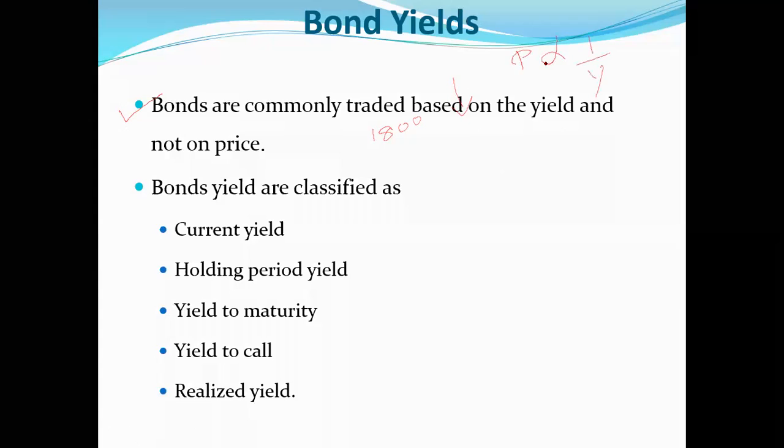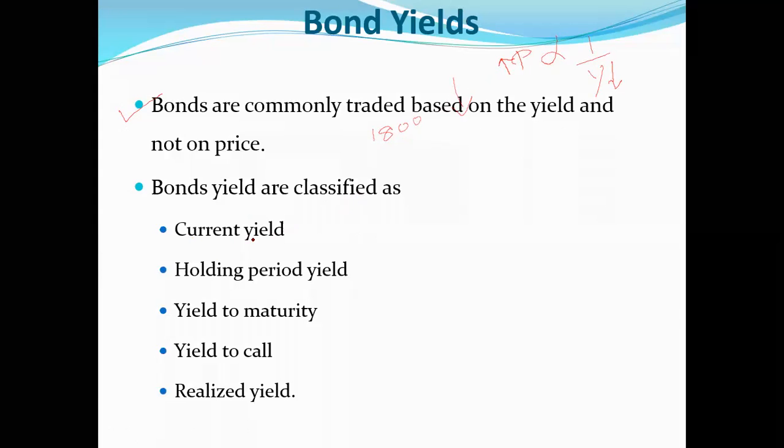So if the price is going up, if the price is above 1,000 rupees, which is the par value of the bond, in my case it is 1,800 rupees, which means its yield is low. And if yield is low, that means your bond is not a good bond. That is the reason bonds are always traded on yield and not on price. Now, we'll try to understand how bonds are classified based on their yield.